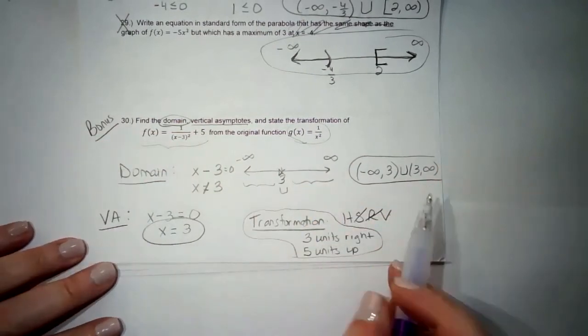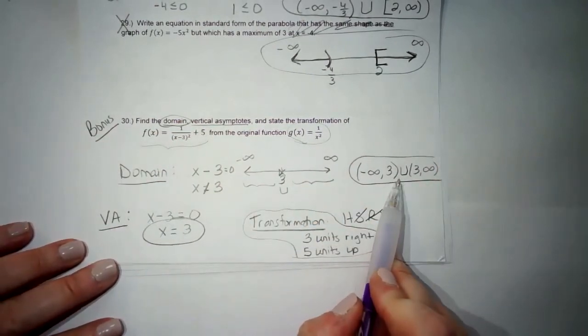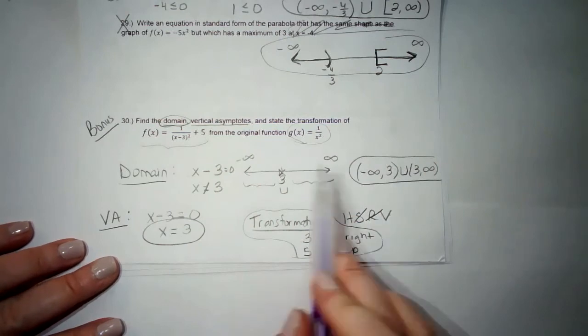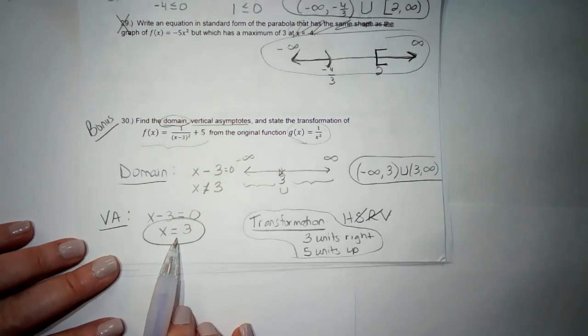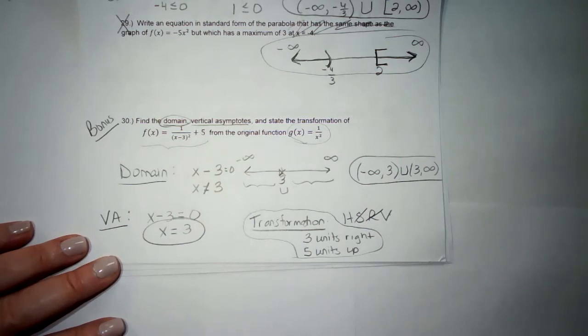So for the bonus, you're going to have domain, where you're going to solve the denominator and exclude what you find. Vertical asymptote, where you're going to solve for it, and that's what it's going to be. And then you're going to have your transformation. Okay.